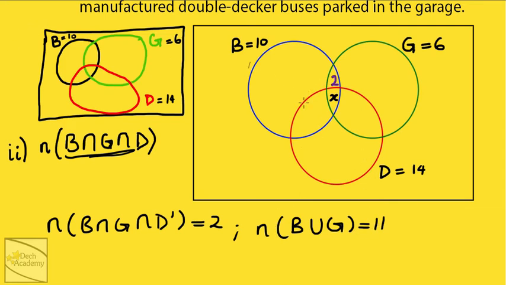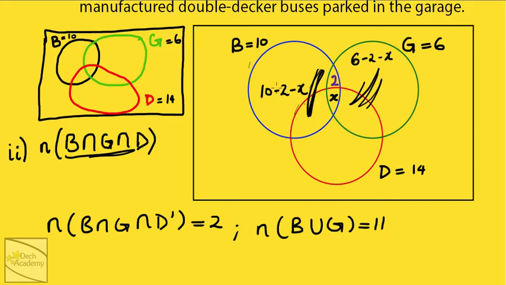Now everything, if there are 10 elements, 10 blue boxes, it means that everything outside this region is 10 minus 2 minus x. That is this whole region here. If there are 6 green boxes, it means everything in this whole region is 6 minus 2 minus x. So what is B union G?